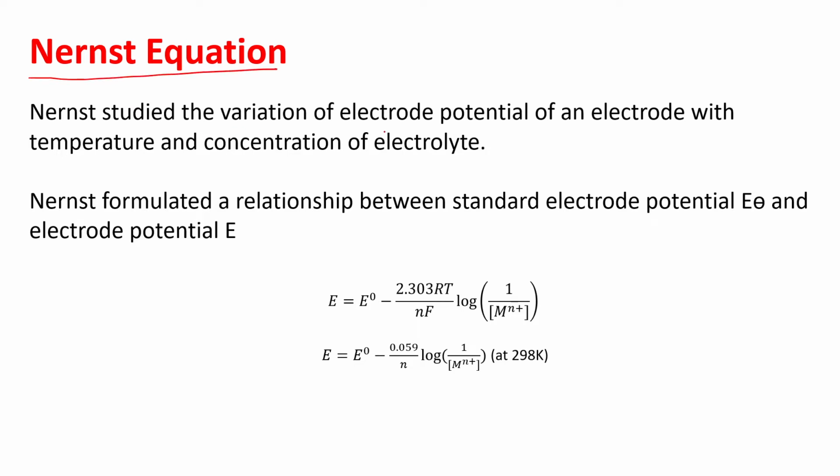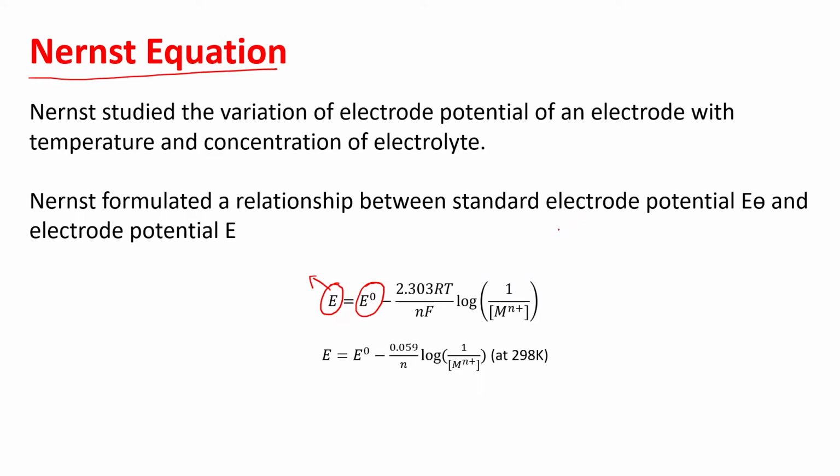Nernst studied the variation in the electrode potential of an electrode with the temperature and concentration of the electrolyte. So basically he formulated this equation between the standard electrode potential, that is E naught, and the electrode potential of the cell. As per this equation, the electrode potential of a cell varies with the temperature and concentration of the electrolyte.